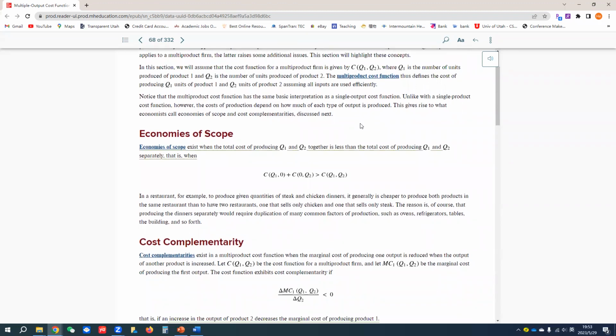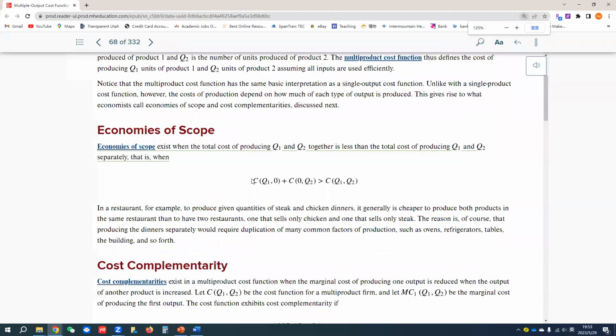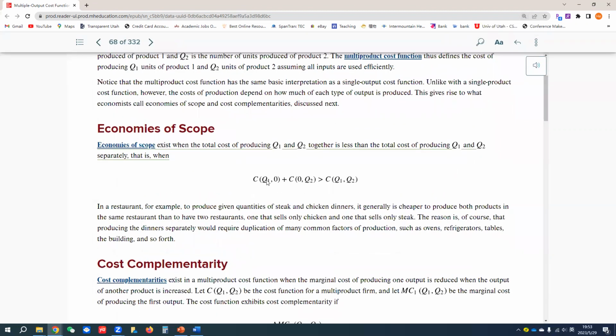Economies of scope is defined as when the total cost of producing Q1, that is product 1, and Q2, that's product 2, together is less than the total cost of producing Q1 and Q2 separately. In this math expression, it is saying that the cost of only producing Q1 plus the cost of only producing Q2 is greater than the cost of producing Q1 and Q2 altogether.